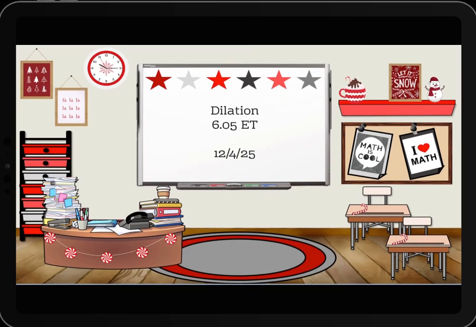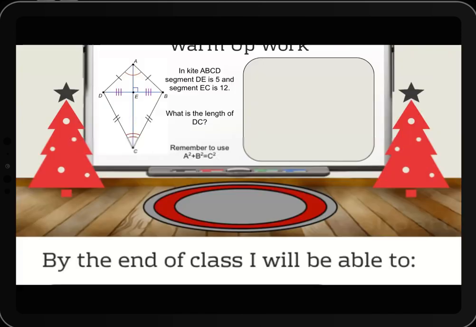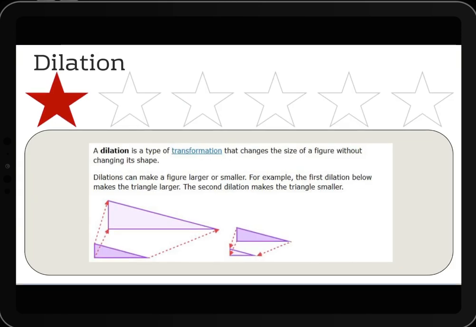In this lesson, we have dilation 6.05. Dilation is a type of transformation that changes the size of the figure without changing the shape. Dilations can make a figure smaller or larger. So depending on the examples you see below, either it's making it larger, as in the left case, or smaller, as in the case on the right.